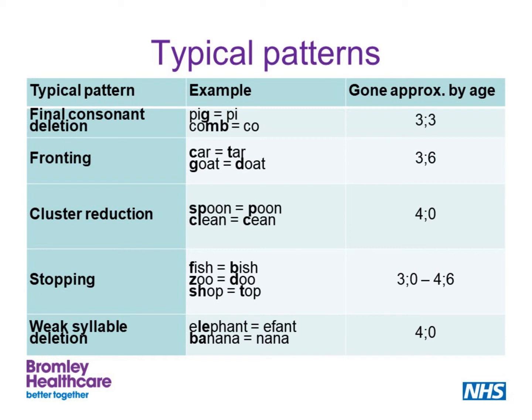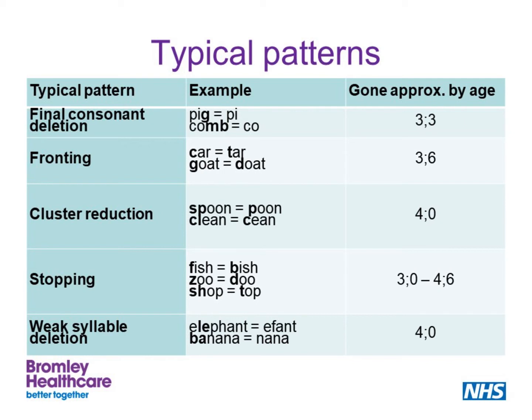Stopping is when hissy, or what we'd call fricative sounds, are stopped. For example, replacing b for f, d for z, and t for sh, and this is gone by 3 to 4.5 years. This range is wide because stopping affects several later sounds as well, like sh, ch, and j. Weak syllable deletion is when the syllable that has the least stress is omitted. In banana, the strongest stressed syllable is the first na, and the weakest is b, and so b is missed off to say nana. This pattern is gone by 4 years.